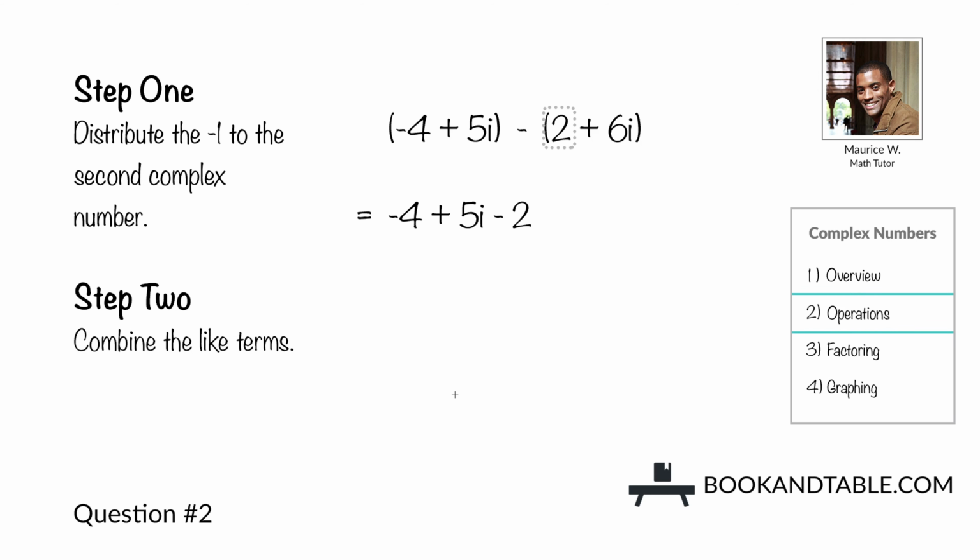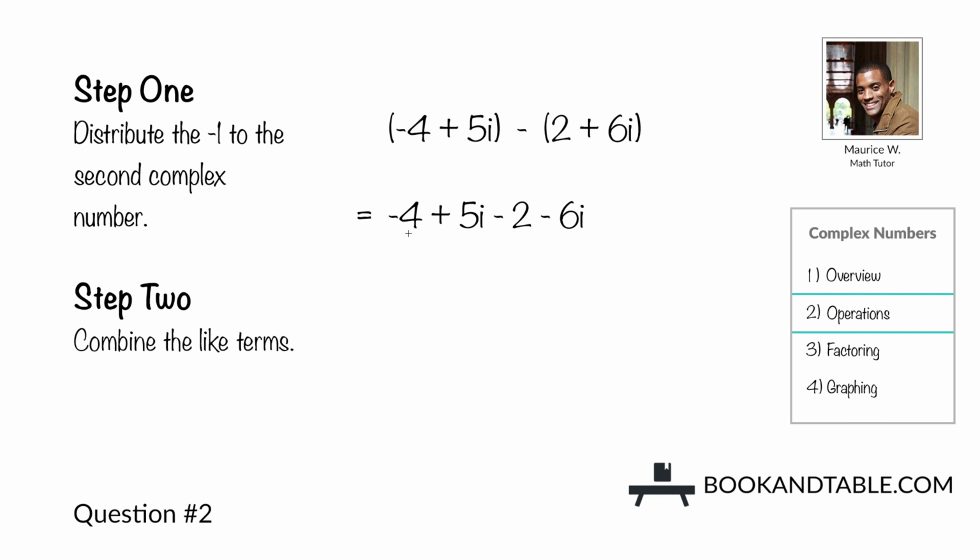Question number 2. We're asked to find the difference of negative 4 plus 5i minus 2 plus 6i. Step 1, distribute the negative 1 to the second complex number, 2 plus 6i. Negative 1 times 2 is equal to negative 2. Negative 1 times 6i is equal to negative 6i. So after we distribute the negative 1, we have negative 4 plus 5i minus 2 minus 6i.